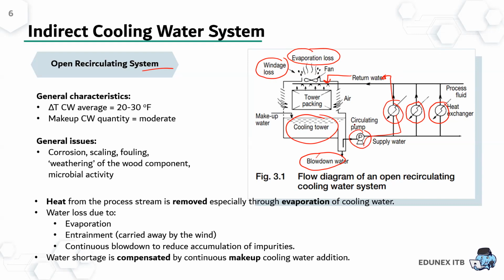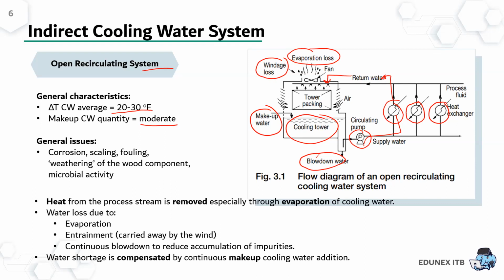Okay, so this system is commonly used in refrigeration, or to cool products, and so on. Some petroleum refineries also use this type of classification, the indirect cooling water system, for the open recirculating system. This is the general characteristic. The delta temperature of the cooling water has an average value, while there is a makeup water here, to balance the water loss. The water loss is due to evaporation, windage, and blowdown of the water. That's why we also have makeup water, but the quantity of the makeup water is moderate in this type of indirect cooling water system.